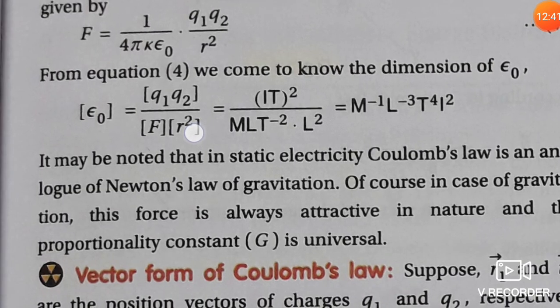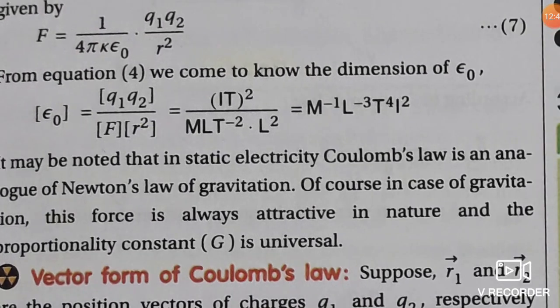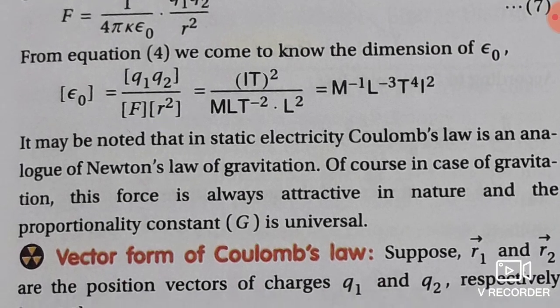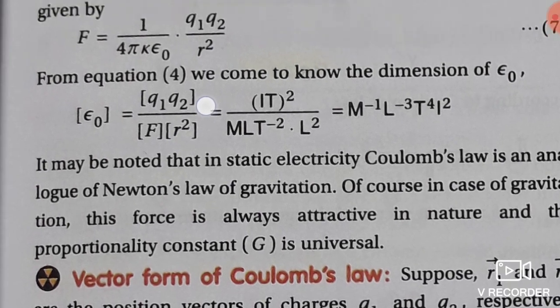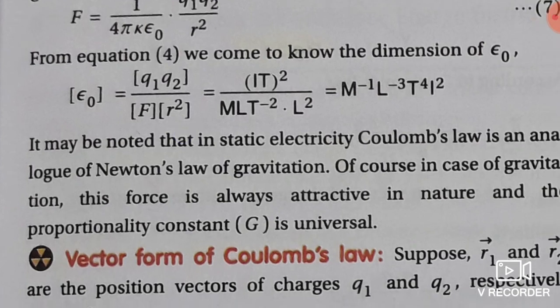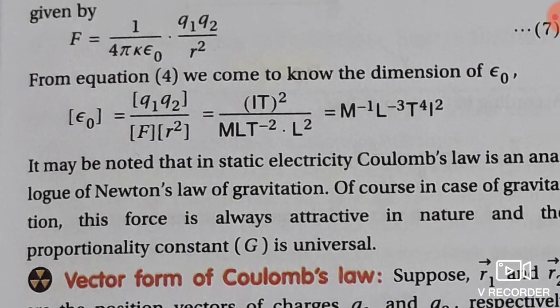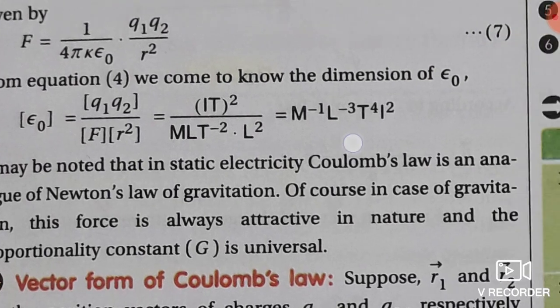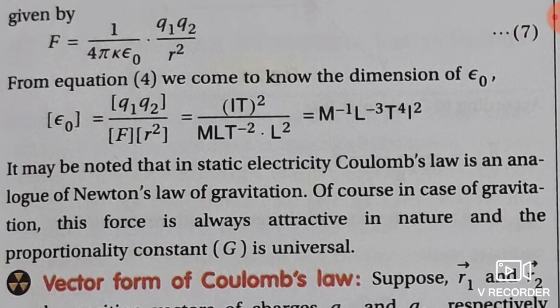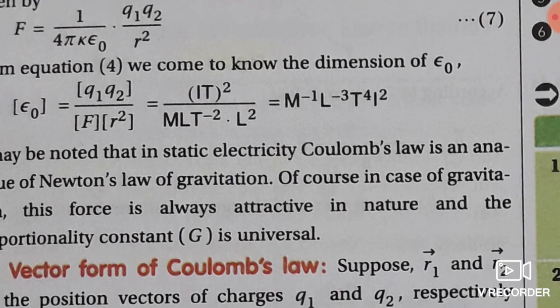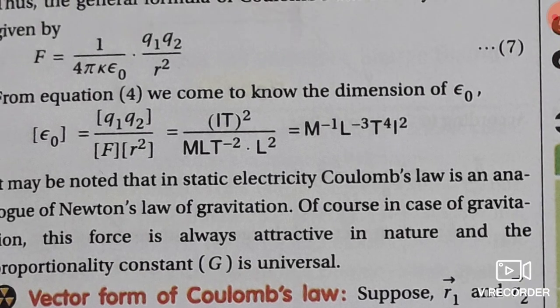We can also find out the dimension of epsilon 0 from the expression of Coulomb's law, putting the dimensions of q1, q2, F and r square, and from all these we find out the dimension of epsilon 0. It is important, it always comes in the MCQ question. Now let us discuss the validity of Coulomb's law.